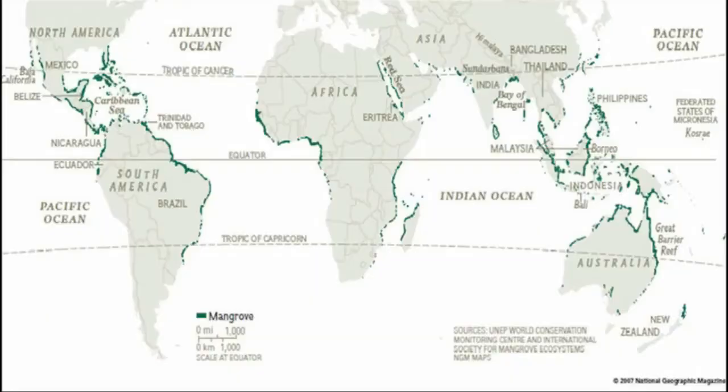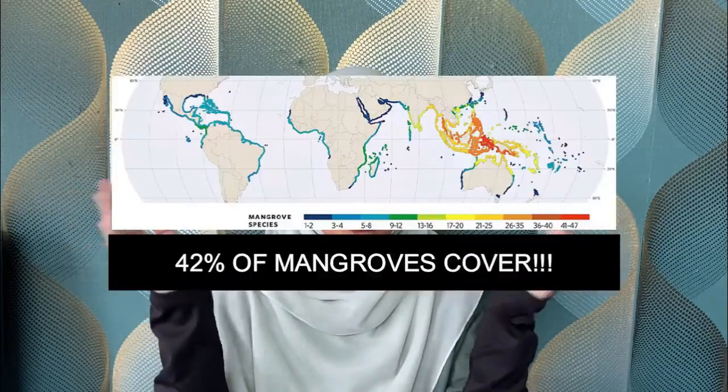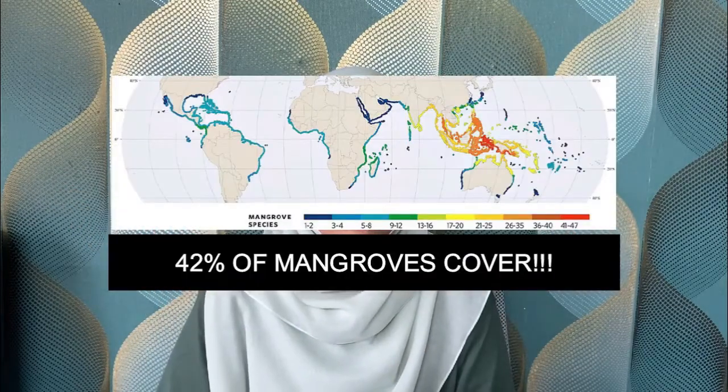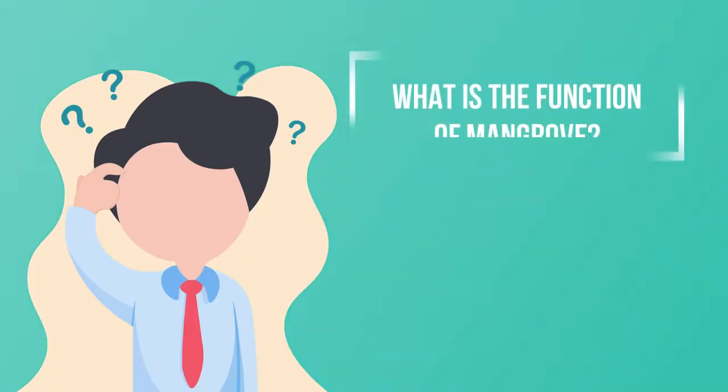Mangrove habitats cover a combined area of 52,300 square miles of the world's tropical coastlines in the Americas, Africa, Australia, and Asia, with Southeast Asia hosting the greatest diversity with 42% of the mangrove cover. Like coral reefs, mangrove forests are essential in providing numerous goods and services both to the marine environment and human use. For your information, mangrove is the first line of defense for coastal communities.